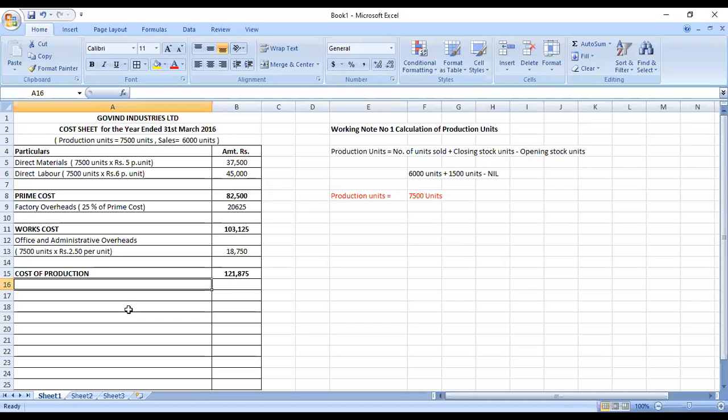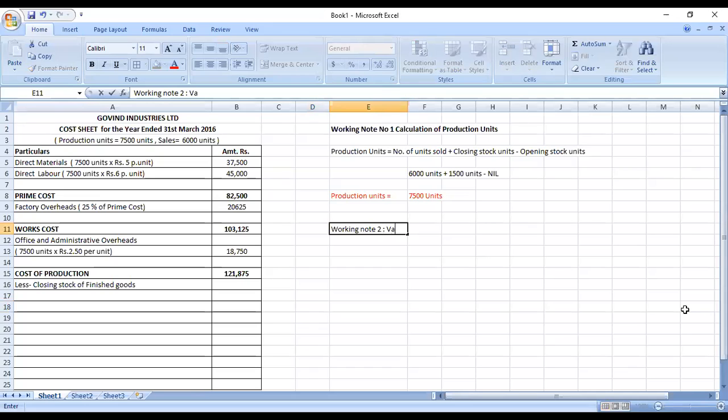So less closing stock of finished goods. Now closing stock of finished goods, we know the units: 1,500 units. We know that. But what is the value? How do you calculate the value? That is a very important thing. Therefore, for the valuation of closing stock we move to working note number 2.